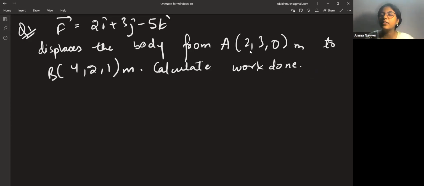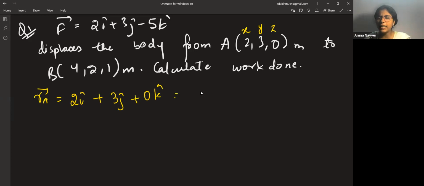See, if a coordinate is given as 2, 3, 0, I don't know whether it's I cap, J cap, K cap. So what will I do? Starting one will become X, this will become Y, this will become Z. So RA, the position vector of A, will become 2I cap plus 3J cap plus 0K cap. If you want, you can write 0K cap or you can leave it like this. Clear? This is how we form the equations. 2i cap plus 3j cap, this is written like this. All right. Coming to point B.